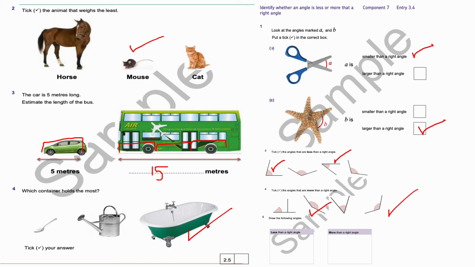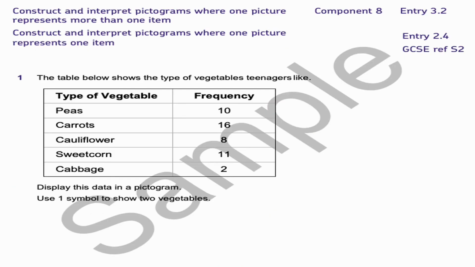Okay, the next one, draw the following angles, less than a right angle. Well, less than a right angle would look something like that. Okay, more than a right angle would look something like that. Okay, a line from there to there. Okay, so last section now, it's looking at constructing and interpreting pictograms where one picture represents more than one item. Component 8, entry 3.2 and entry 2.4. GCSE reference for statistics 2, okay, for part of the GCSE specification.